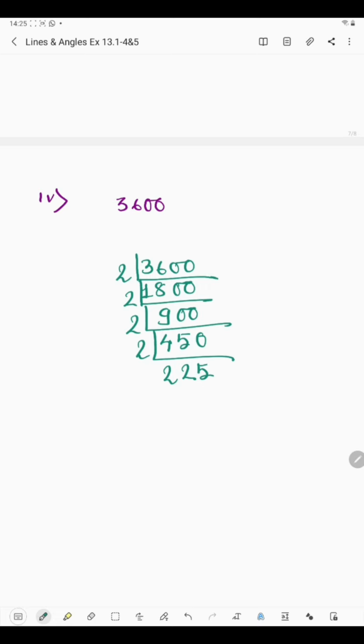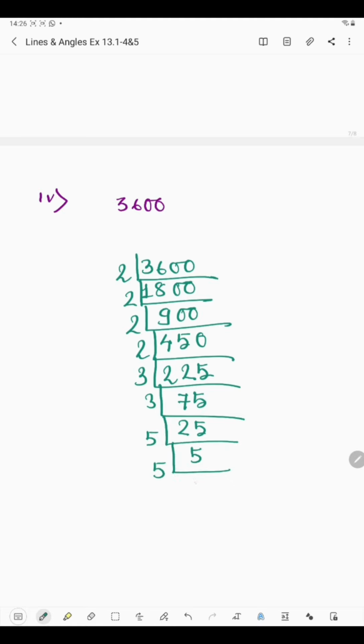Now see, the last digit is 5, so it won't be divisible by 2. If you find the sum of the digits, 5 plus 2 is 7, 7 plus 2 is 9, which is divisible by 3. So we'll take 3 now. 3 7s are 21, 3 5s are 15. Okay. Now 75 is there, so if you find the sum of the digits, you will get 12, which is divisible by 3. So 3 2s are 6, 3 5s are 15. Now 5 5s are 25 and 5 1s are 5.